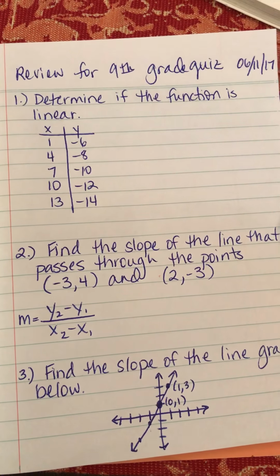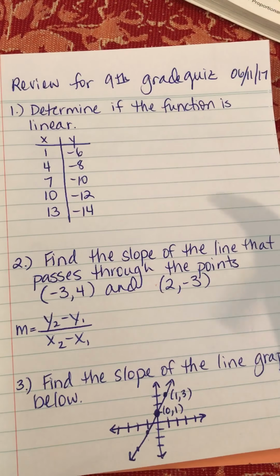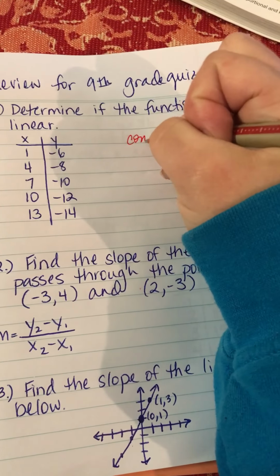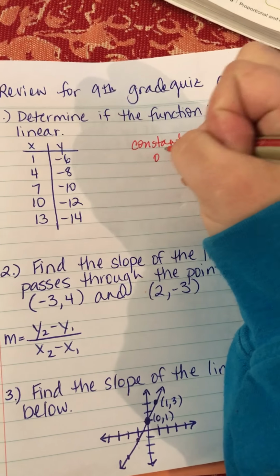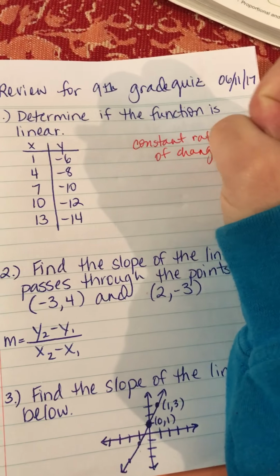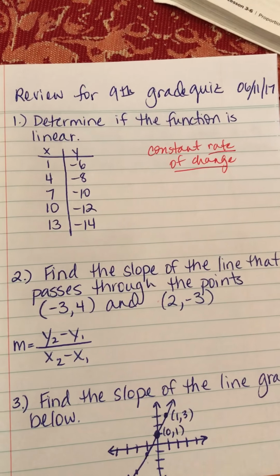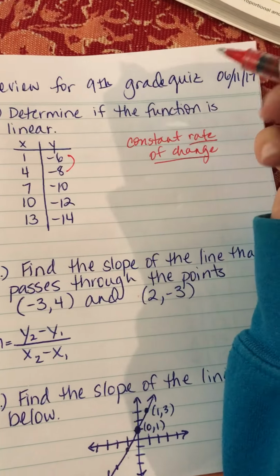So number 1 says, determine if the function is linear. In order to tell if something is linear, it has to have a constant rate of change. If the rate of change is constant, then it is linear. So we have to decide or figure out if it is constant.